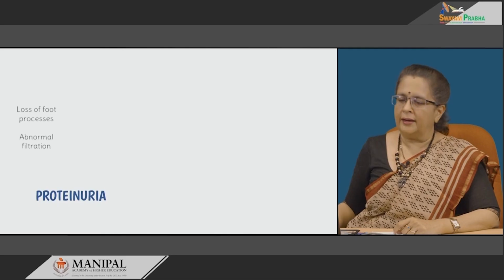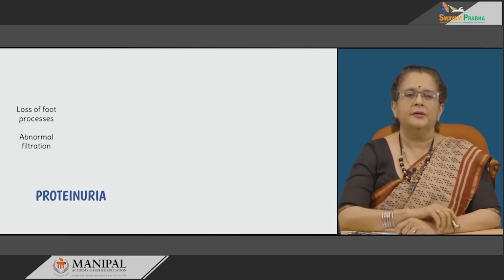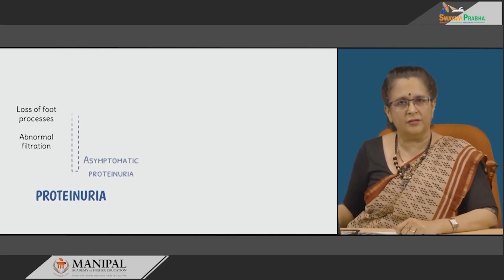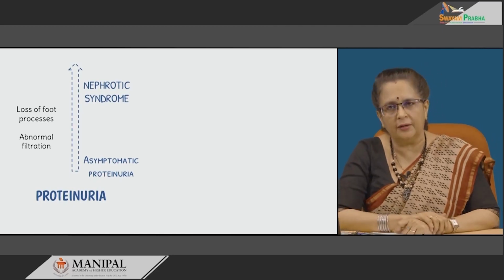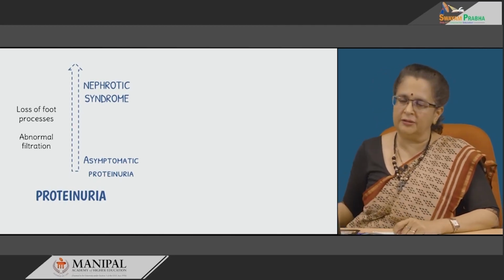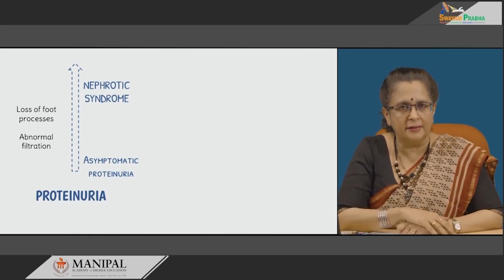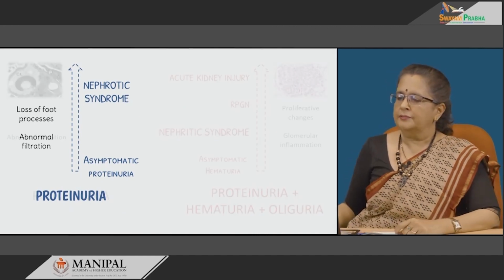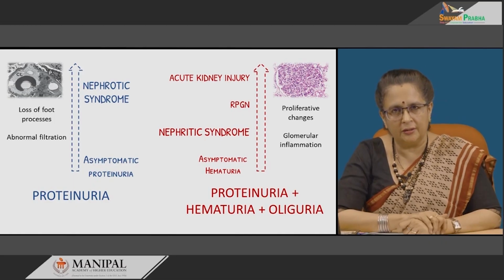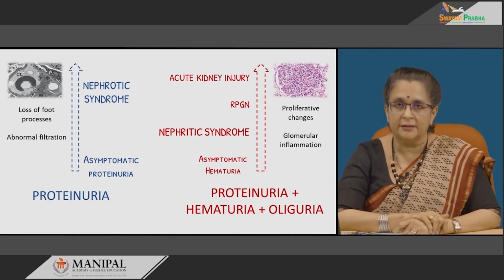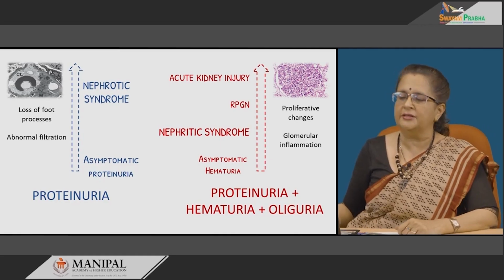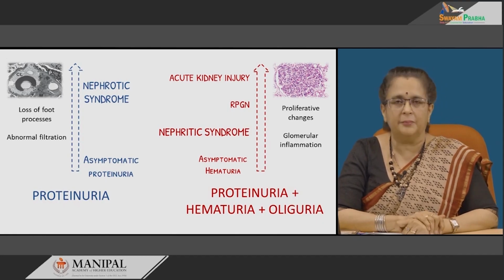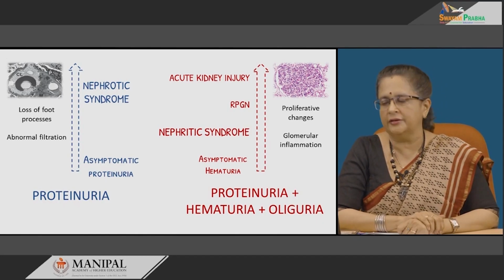Now, what happens in the kidney in cases involving the glomerulus? If there is proteinuria, it is mainly because of loss of foot processes and abnormal filtration. So, it progresses from asymptomatic proteinuria to the nephrotic syndrome as there is an increase in the amount of protein excreted in the urine. Similarly, if there is proteinuria along with hematuria and oliguria, initially it starts with asymptomatic hematuria, progresses to nephritic syndrome, then you get rapidly progressive glomerulonephritis as a part of acute kidney injury or some other causes of acute kidney injury.